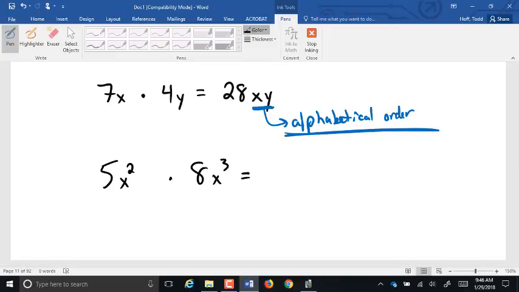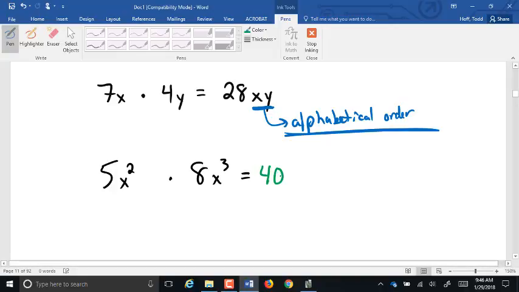So if I have something like this, 5x squared times 8x to the third, I multiply the counts. What's 5 times 8? 40, and then I multiply the names. X squared times x to the third, x to the fifth. I just add their powers.